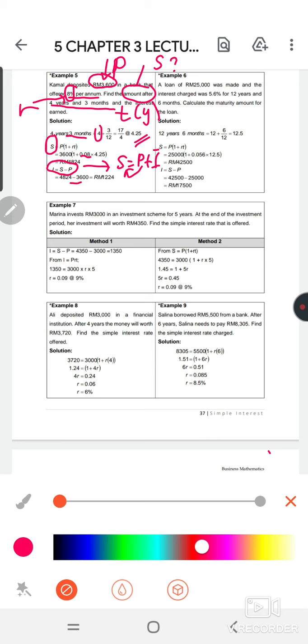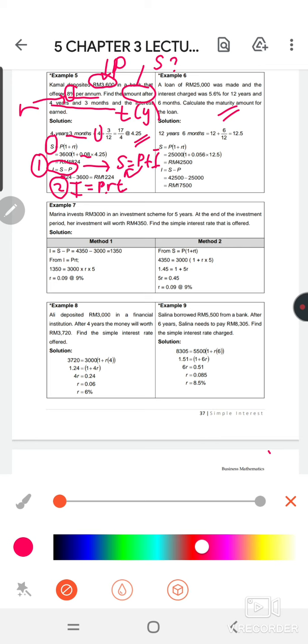Or you can use formula I equals to PRT. Sama juga. Maknanya masukkan P sama dengan 3,600, your R is 8% and your T is 4.25. So mana-mana satu boleh guna. Either formula I equals to S minus P ataupun formula kedua I sama dengan PRT. Okay, so example 6 lebih kurang sama dengan ni. Awak cuba solve. Okay, example 7.